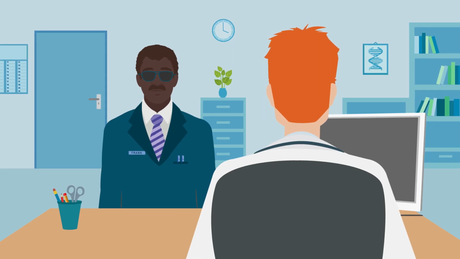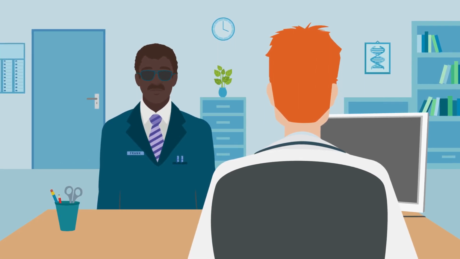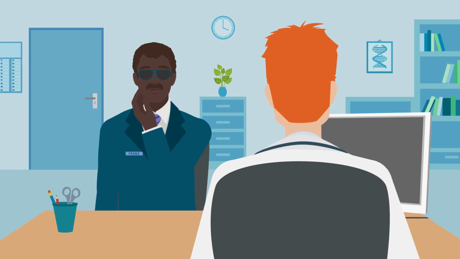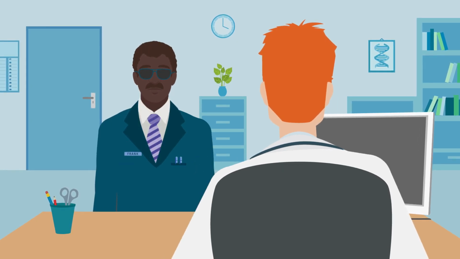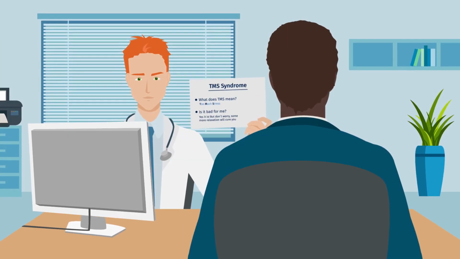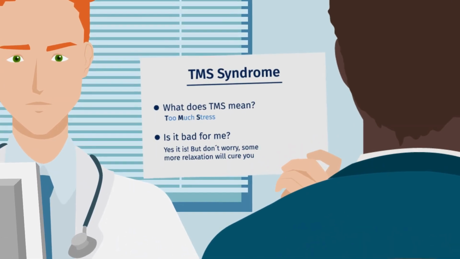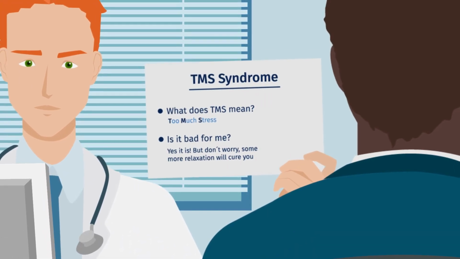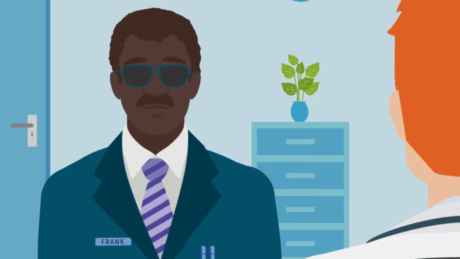To check his stress level, Frank the insurance guy is at his weekly doctor's appointment. The doctor's prognosis isn't good. The doctor says that Frank has TMS syndrome, too much stress to be exact, and prescribes a vacation, stat.